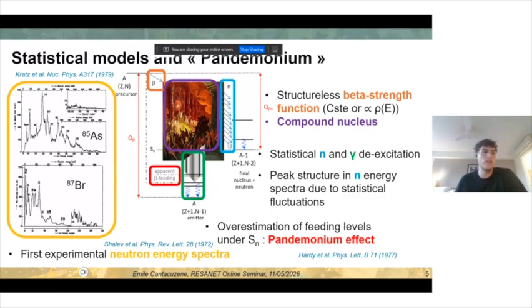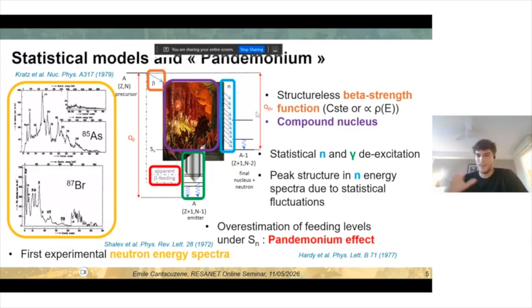And this is a very bold statement, because by saying this, he was saying that you cannot retrieve any physical quantities. There's no physical relevance to these neutron energy spectra. There are just statistical artifacts, basically.